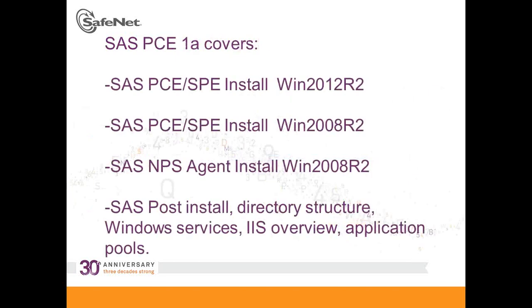So this one will cover installation on both 2012 and 2008. They are quite similar, so we will see a slight repeat of what we're doing on 2012 and 2008. We'll also show you the NPS agent installation and configuration on 2008. And as I mentioned, we're going to look at some post-install items, for example, directory structure, and show you a few examples of what we have in the actual directories where we've installed the platform.